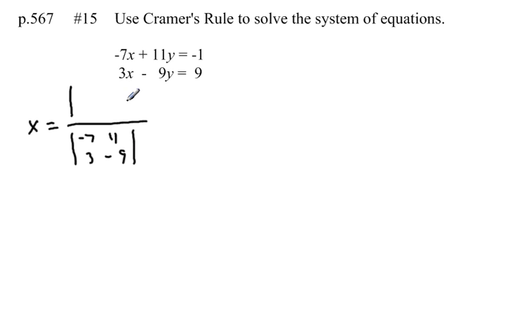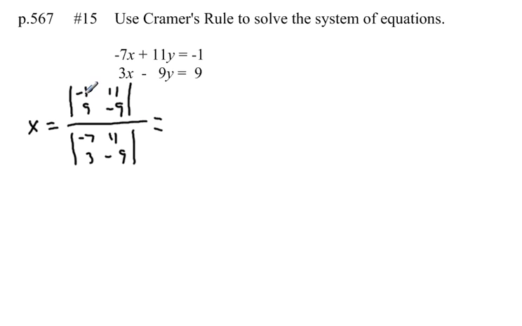In the numerator, I'm also going to find a determinant. Now the determinant I'm going to find here, since I'm solving for x, I'm going to take my two solutions and put them in place of the coefficients of x. And the coefficients of y will just stay as is. So if I find this determinant, divide by this determinant, I'll know the value of x.